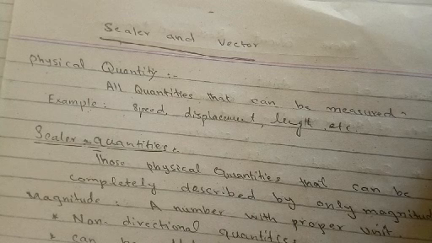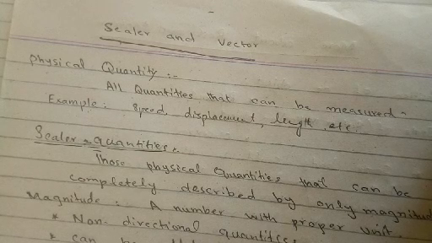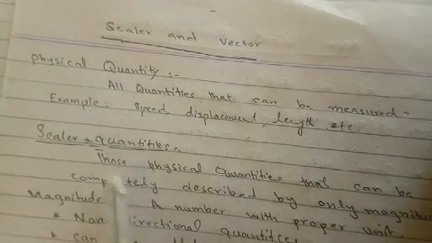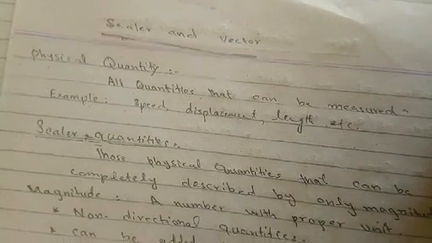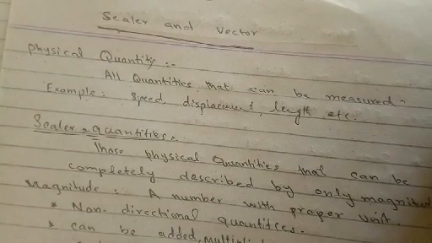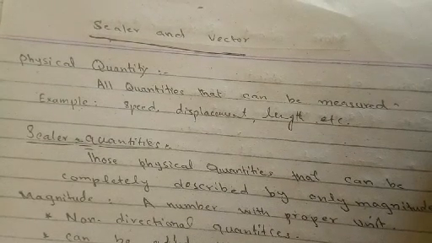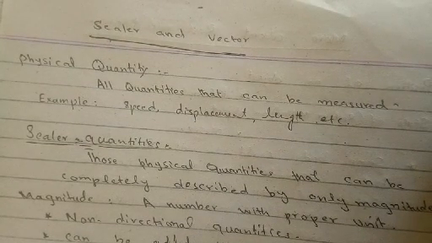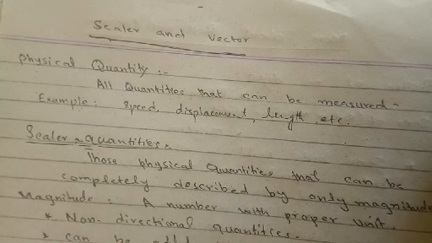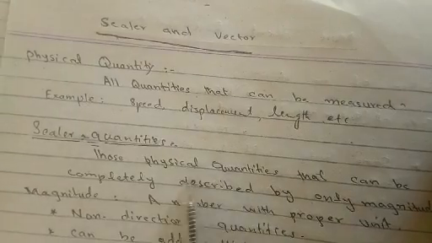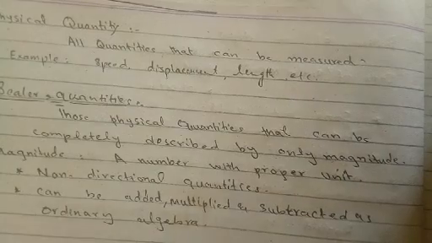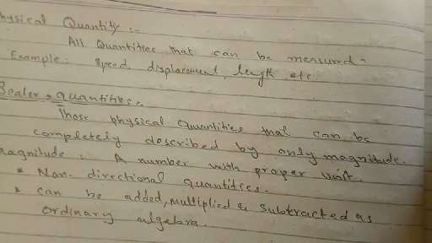Now come to the main topic: scalar quantity and vector quantity. Physical quantities are mainly divided into scalar quantities and vector quantities on the basis of their behavior. Some physical quantities depend upon direction and some do not. A scalar quantity is a physical quantity that can be completely described by only magnitude.